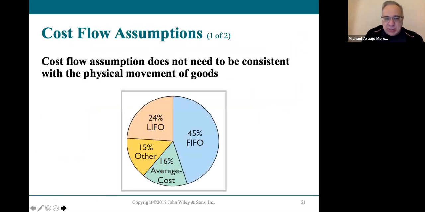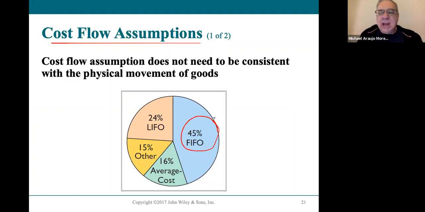Your book does go into and explain a little bit of specific ID. Again, we don't cover it here. It will be covered in more advanced accounting classes for sure. So the cost flow assumptions came in. FIFO is the most popular method of costing out inventory.